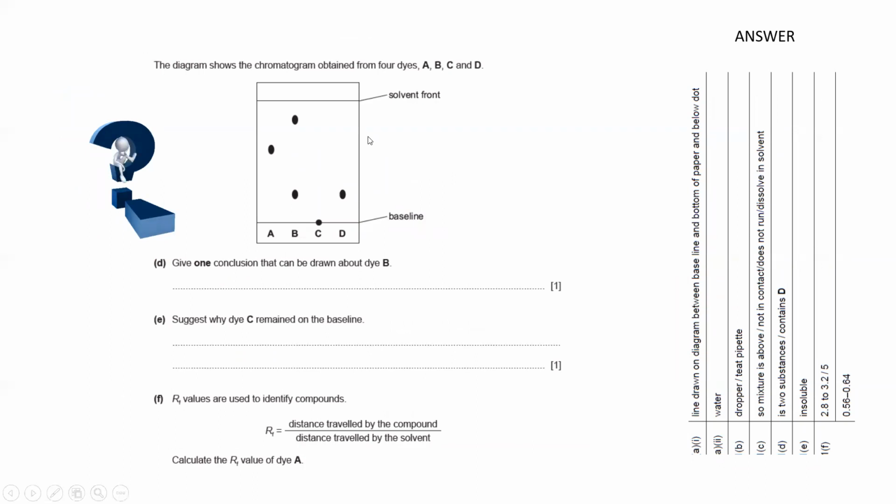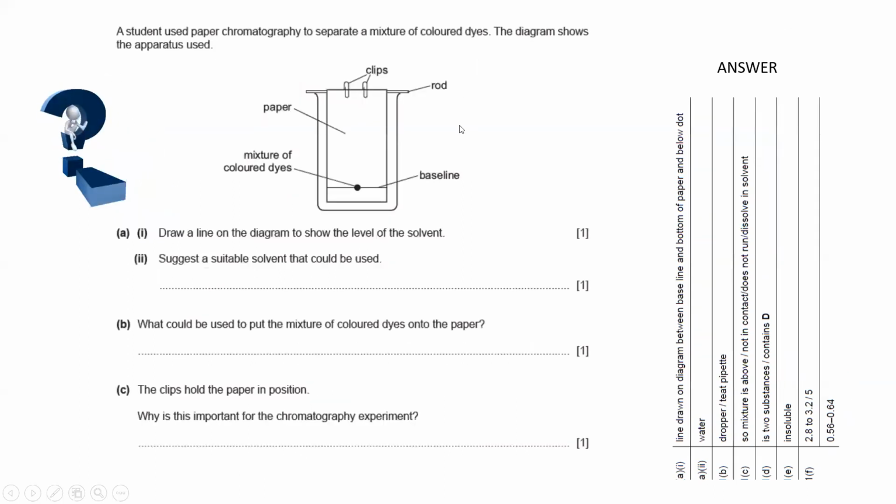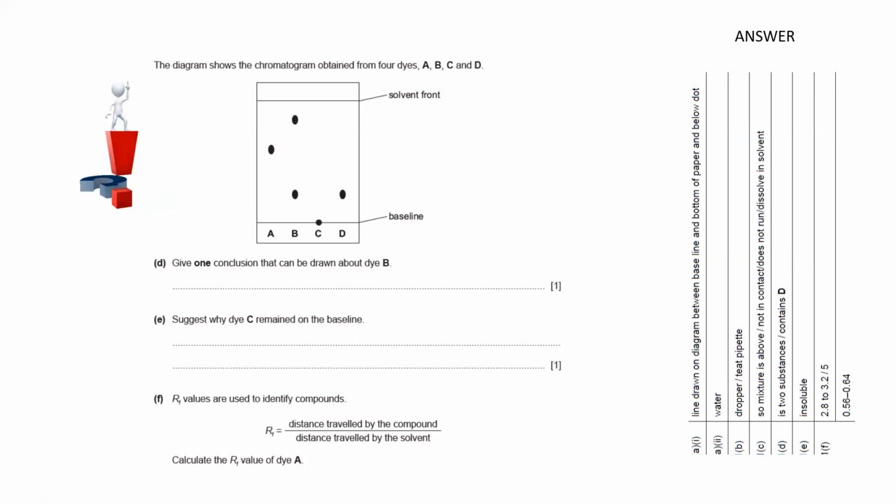The other part: the diagram shows a chromatogram obtained for four dyes A, B, C, and D. So this is a chromatogram obtained from four dyes. Give one conclusion that you can draw about dye B. What is dye B? What can we conclude? What does dye B contain? Dye B is impure, there are two spots, that's right. So you can mention it is impure or contains two different substances.